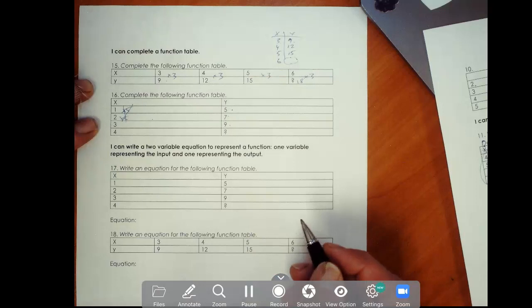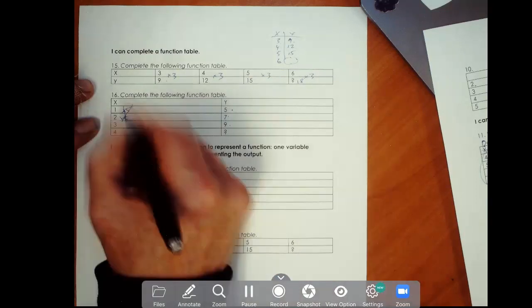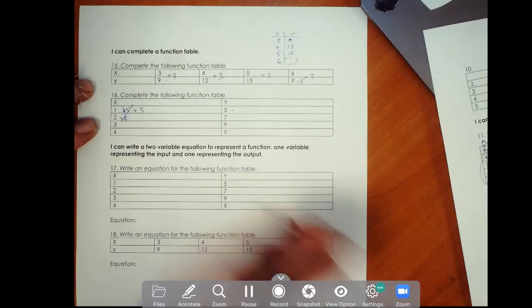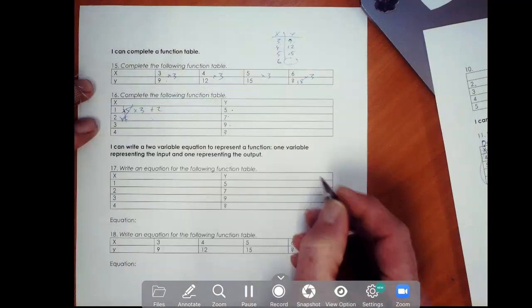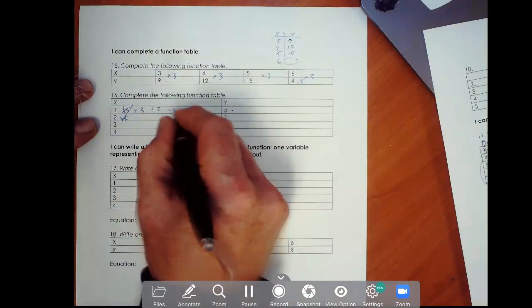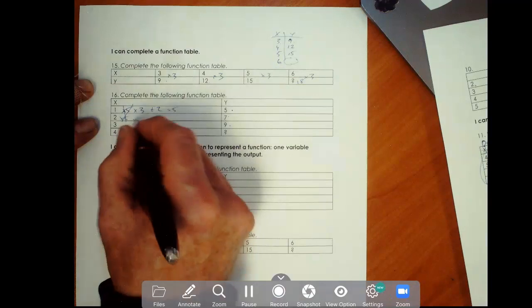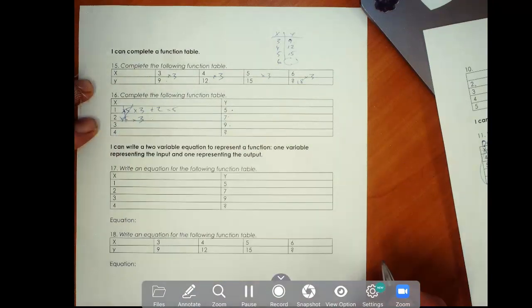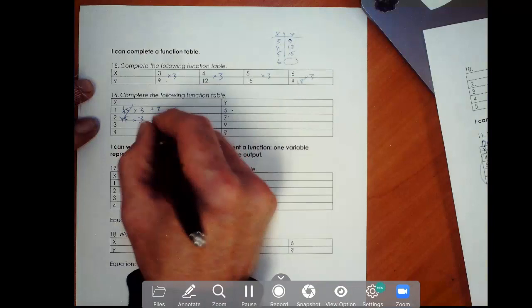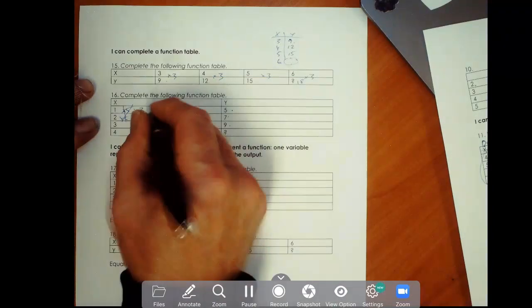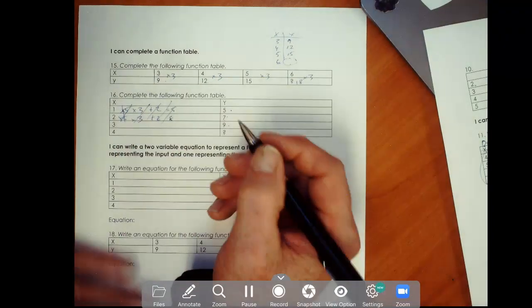What if we took 1 times 3? 1 times 3 is 3. Plus 2 would be 5. So let's try this one. 2 times 3 is 6. Plus 2 is 8. So it's not that. So we're just going to keep working through these ones here.